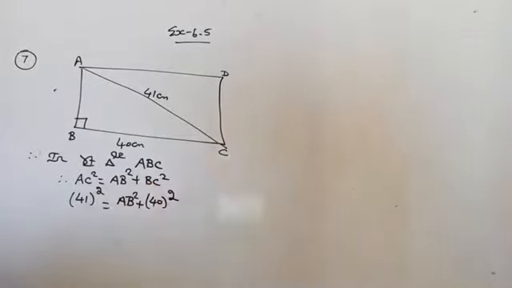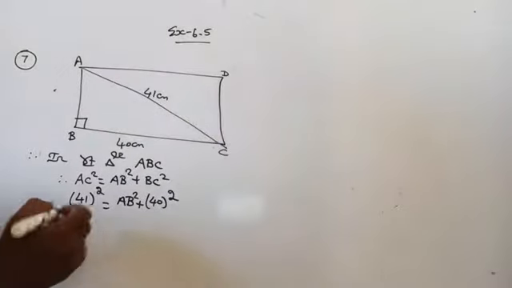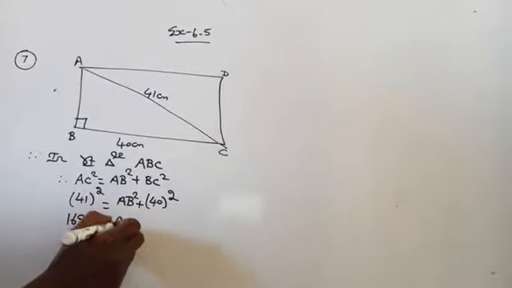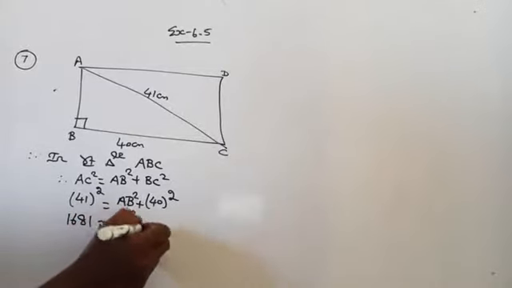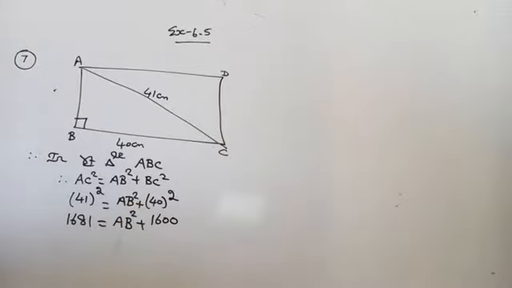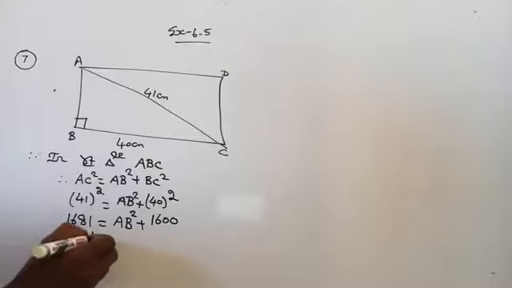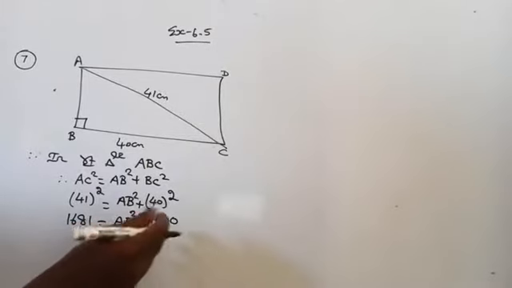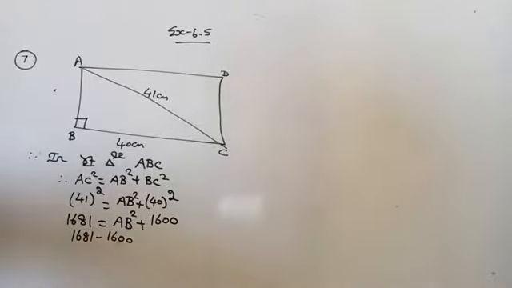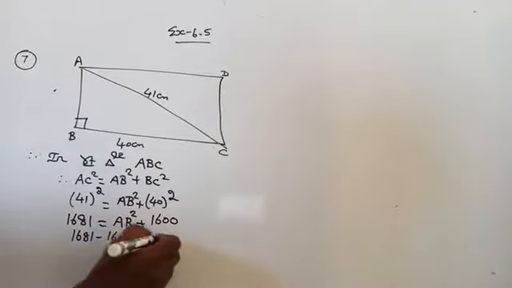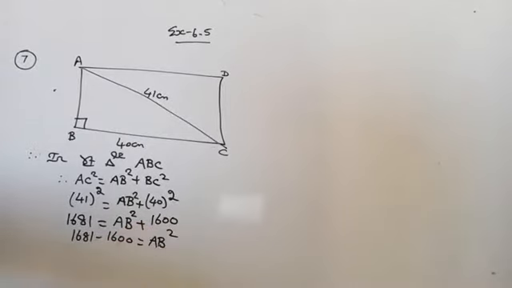So 41 square means you have to multiply 41 into 41. That is 1681. That is equal to AB square plus 40 square, which is 1600. Therefore 1681 minus 1600, here I am transposing this 1600 from the right hand side to the left hand side, so the sign changes. That is equal to AB square. Now 1681 minus 1600 is 81, equal to AB square.